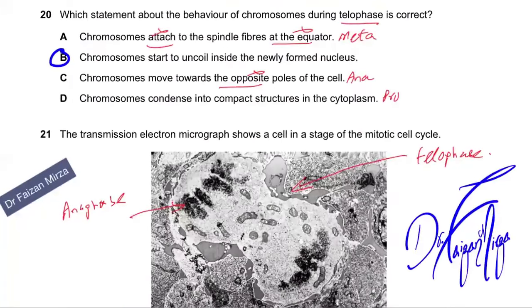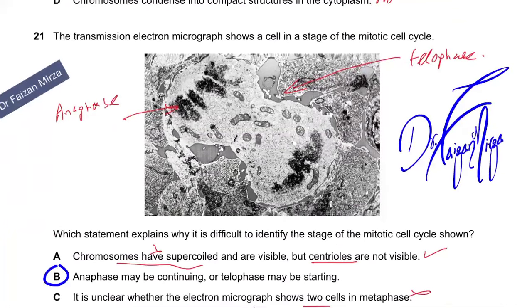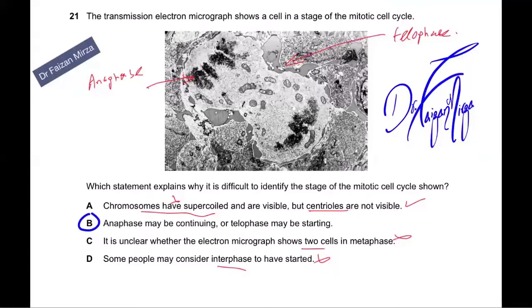Which statement about the behavior of chromosomes during telophase is correct? Chromosomes attached to spindle fibers at the equator? No, that happens in metaphase. Chromosomes start to uncoil in the newly formed nucleus? Yes, that happens. Chromosomes move toward opposite poles? No, that happens in anaphase. Chromosomes condense into compact structures in the cytoplasm? That occurs in prophase. The answer is B.